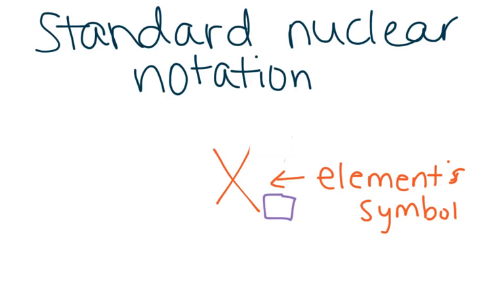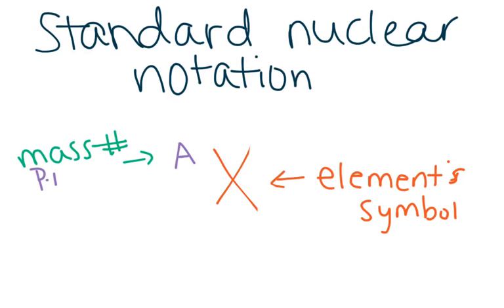So let's show what that looks like. In the top left corner is the mass number, and it gets the letter A for no specific reason, but that's the mass number, which remember the mass number is the protons plus the neutrons. And in the bottom left corner is the letter Z, which is the symbol for the atomic number. And remember, the atomic number is the number of protons.